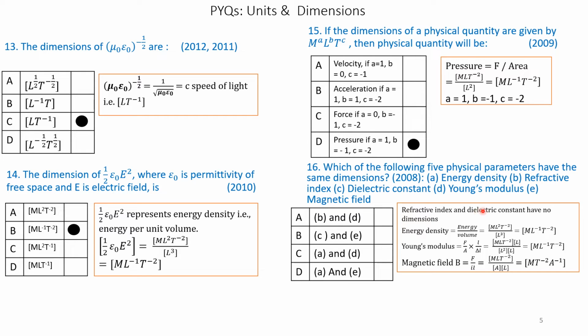We have to find energy density, refractive index, dielectric constant, Young's modulus and magnetic field. He has given five physical parameters and we have to find which have the same dimensions. Whether it is B and D, that is refractive index and dielectric constant have the same physical dimensions, C and E have the same dimensions, that is C is dielectric constant and E is the magnetic field, A and D, where A is energy density and E is magnetic field.